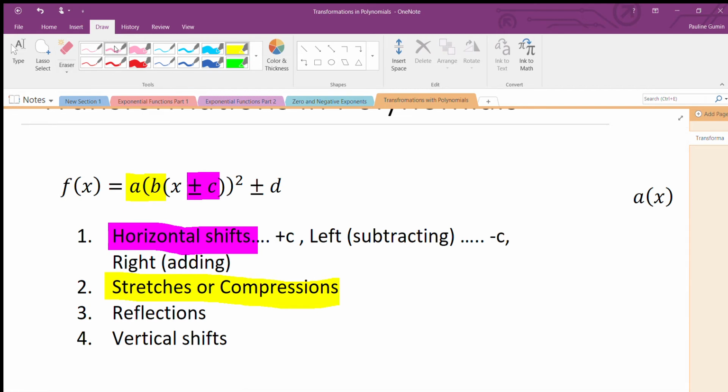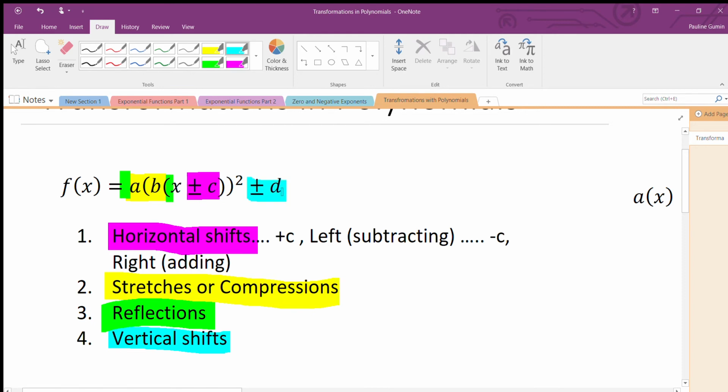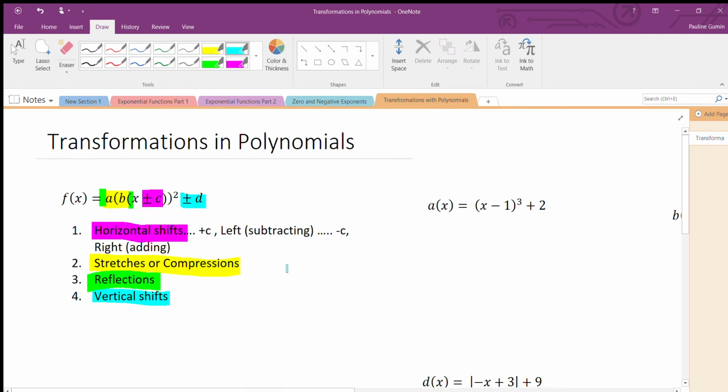Okay, next we have reflections. Reflections happen either in front of the X or in front of the A. Again, we'll talk about the various types of reflections. Lastly, let's pick a different color. What color? This color. Vertical shifts. That's up and down. They are very automatic. If you're adding, you're moving up. If you're subtracting, you're moving down. Okay, so there are all of our color coordinations.